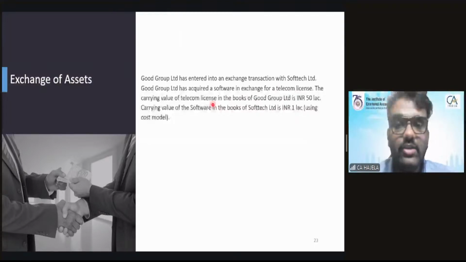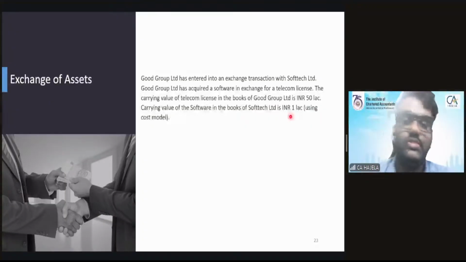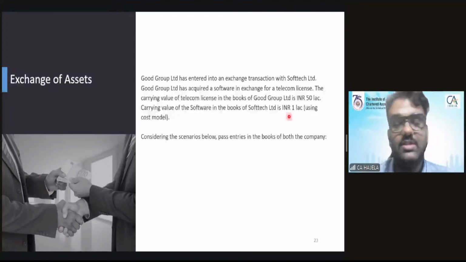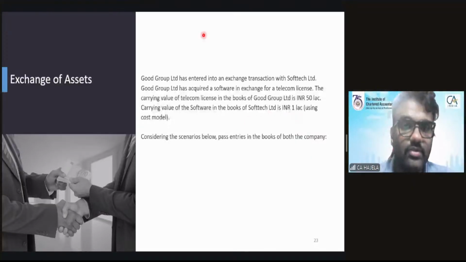The carrying value of the telecom license in the books of Good Limited is 50 lakhs. Carrying value of the software in the books of Softech Limited is 1 lakh, which is using the cost model. Now one has software worth 1 lakh, which they are exchanging for 50 lakh rupees worth of telecom license. How will the entries be passed in the books of both the companies, both the entities?